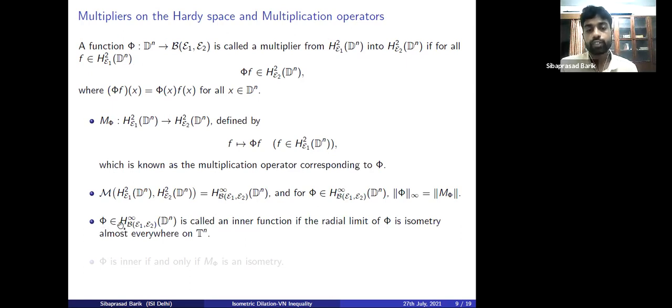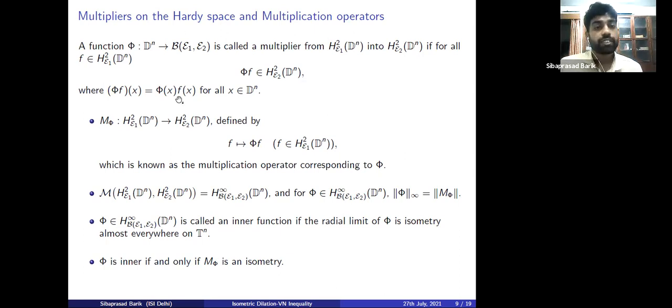And here also, a multiplier phi is called an inner function if the radial limit of the multiplier is an isometry almost everywhere on the distinguished boundary of D^n, which is T^n, that is the unit torus, the n-dimensional torus. And a useful fact is that phi is an inner function if and only if M_phi is an isometry.